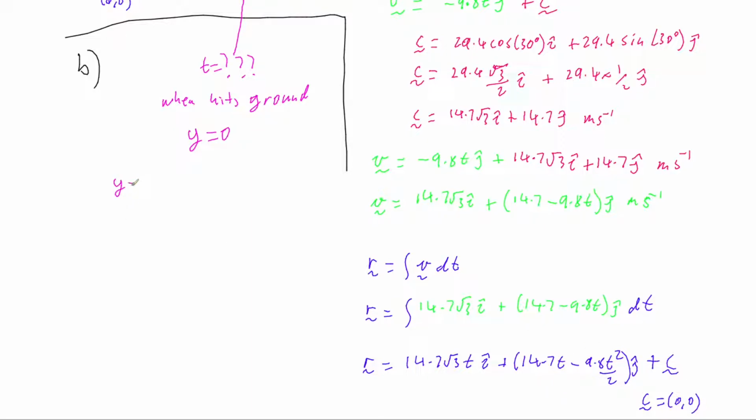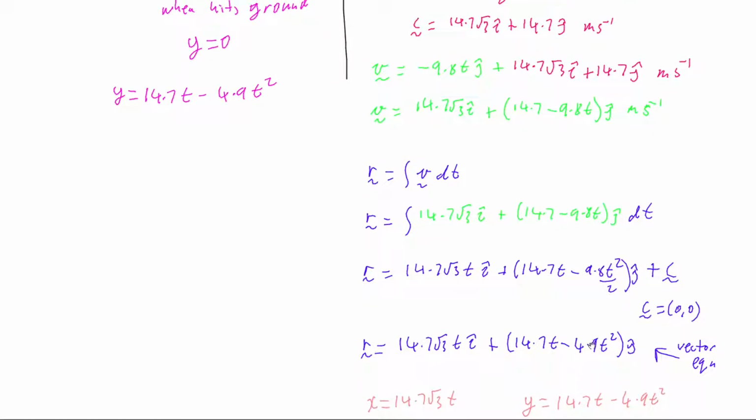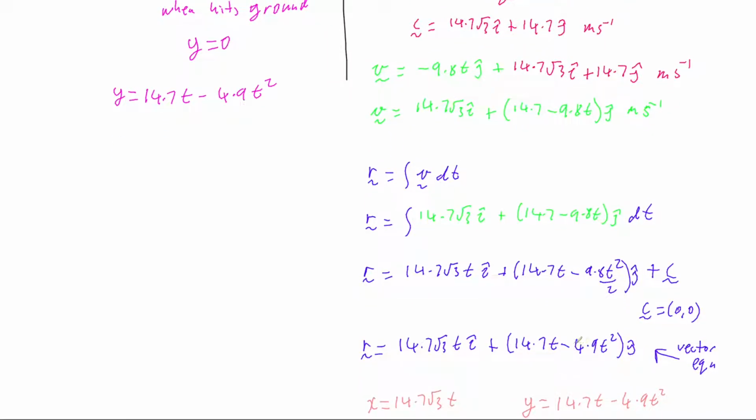And if we go to our vector equation, we've got the y component. We know that y equals 14.7t take 4.9t squared. We had that down here when we sorted out our equation. So I want to solve now when 0 equals 14.7t minus 4.9t squared.